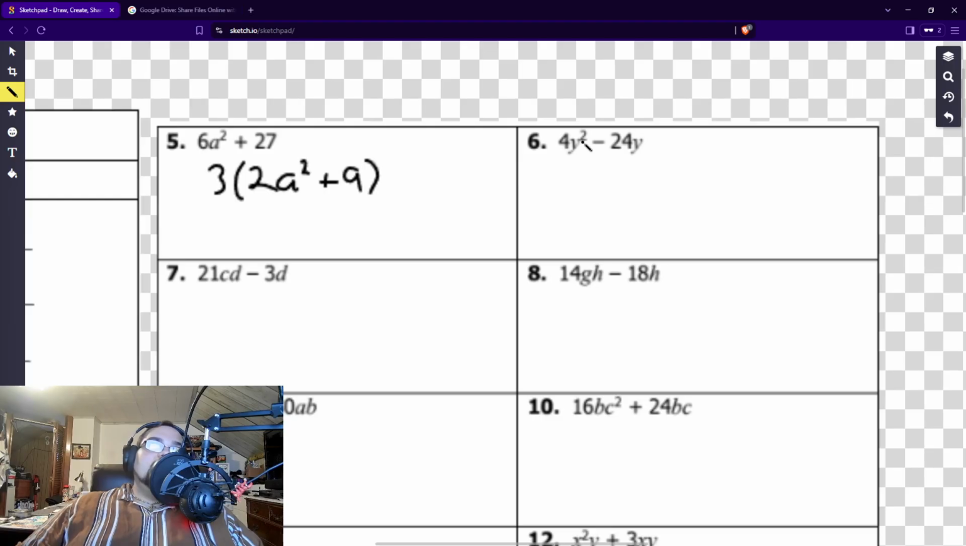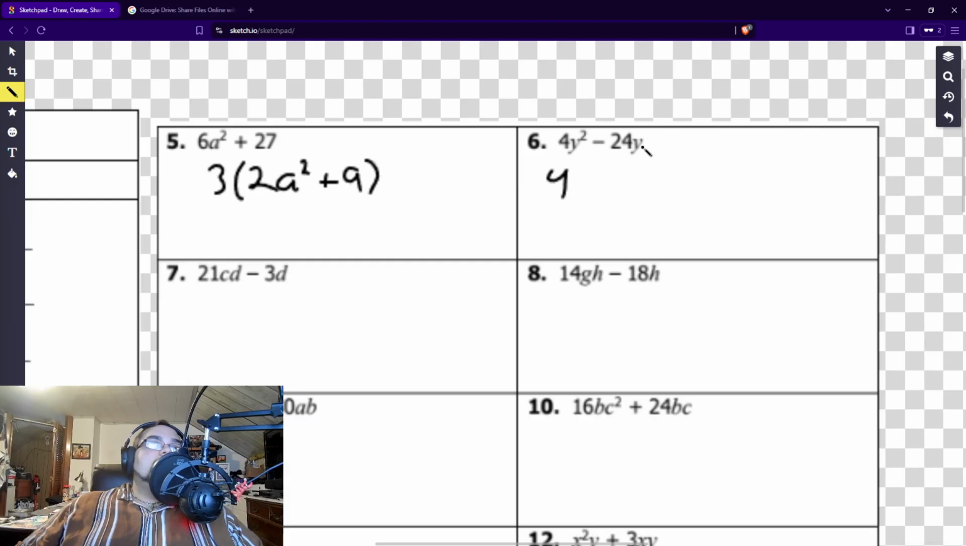Ooh, that's good. This is what we call a tasty lick here. 4, 24. Both have a common factor of 4. I can multiply something by 4 to get 4. I can multiply something by 4 to get 24. So we're going to pull out a 4.